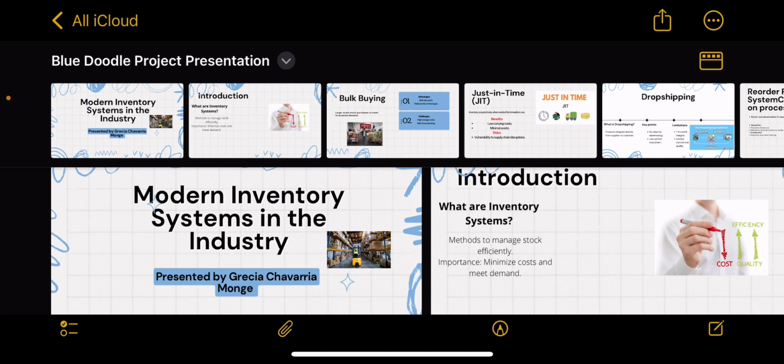But we have to understand why it is important to have inventory. First of all, customer satisfaction: ensuring that products are available to meet demand. And operational efficiency: it supports smooth production and delivery processes. Cost management: proper inventory control minimizes storage costs and prevents overstocking or shortages.